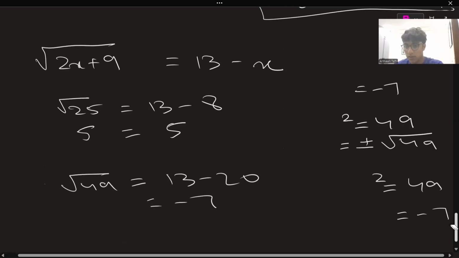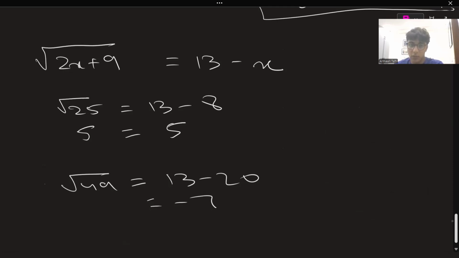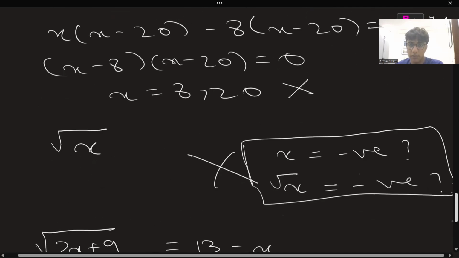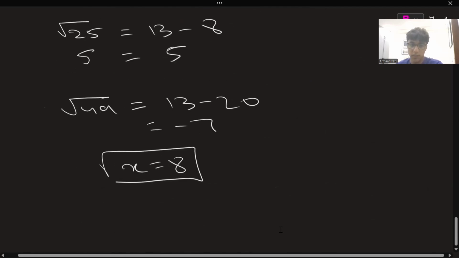Okay. So now that you've gotten this out of the way, we have to reject 20 from here because 20 makes the answer incorrect. So our only value of x is 8. Okay. And there's, I think, one last question left.